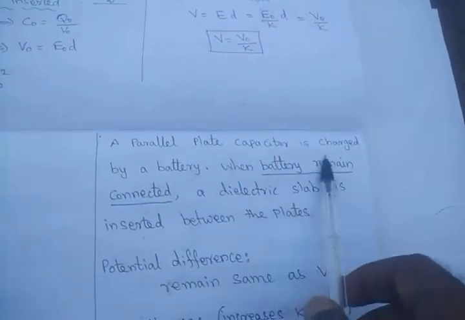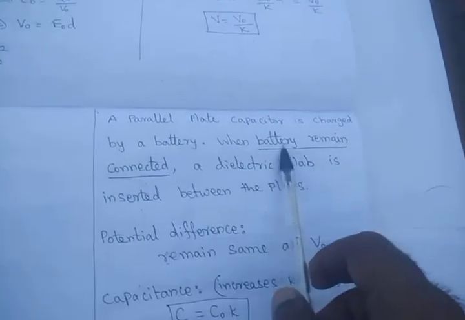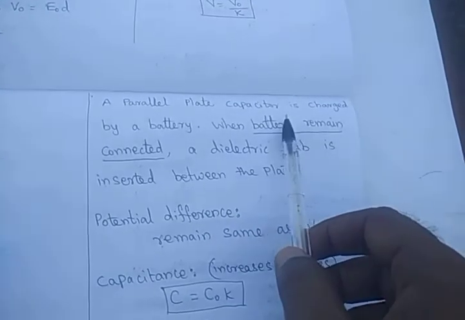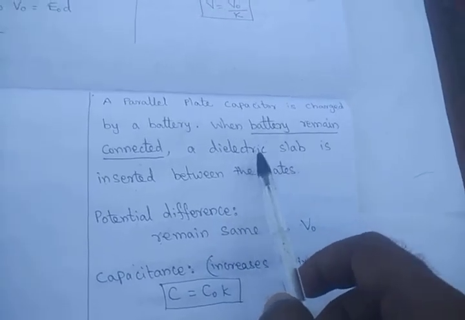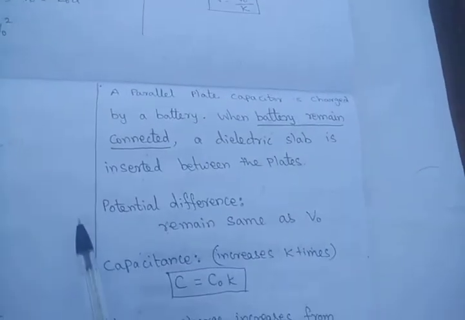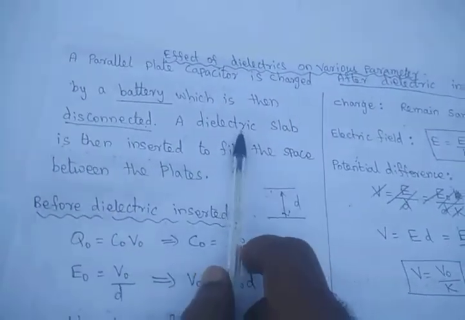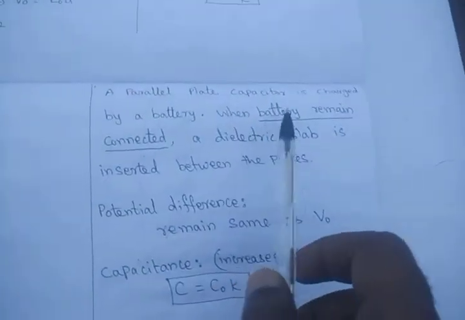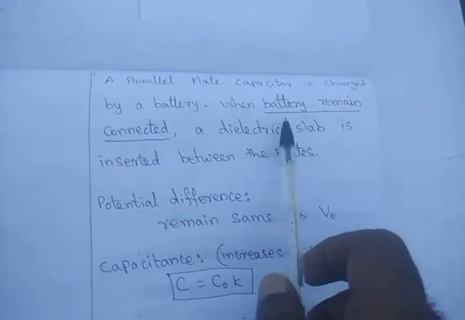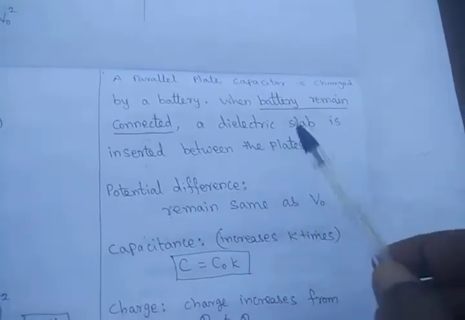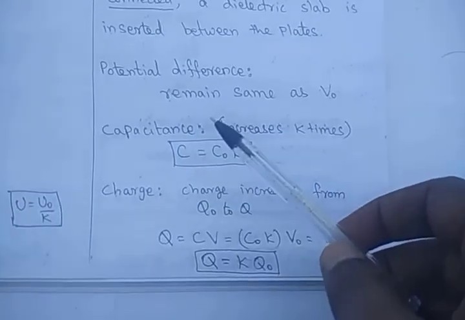The same parallel plate capacitor is charged by a battery, but we do not switch off the battery. The battery is continuously connected, and we are inserting a dielectric slab between the plates. In the earlier condition, the battery was switched off, and then the dielectric slab was inserted. In this condition, the battery is not switched off, it is in the on condition. Now the dielectric slab is inserted. What is the effect on the changes in the charge, potential difference and everything?